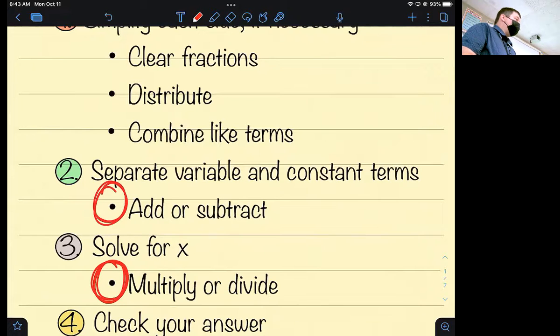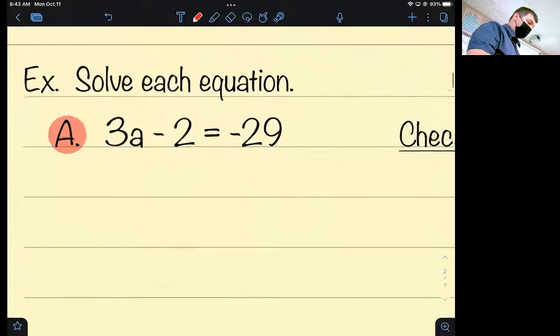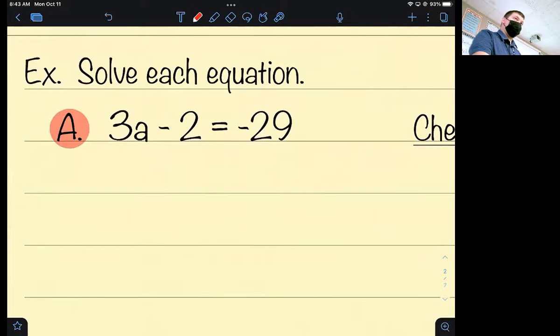Now, they're numbered for a reason. We're going to be doing the adding and subtracting step first. We're going to separate our variable and constant terms first before we try to divide them, or multiply them. So let's go ahead and look at our first one here. Solve the equation 3a minus 2 equals negative 29.